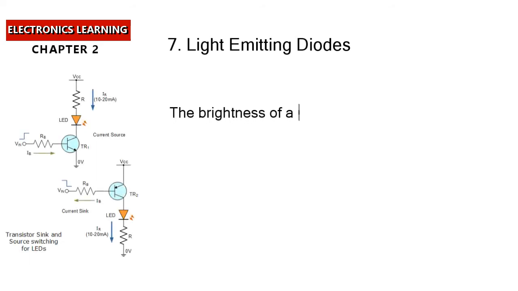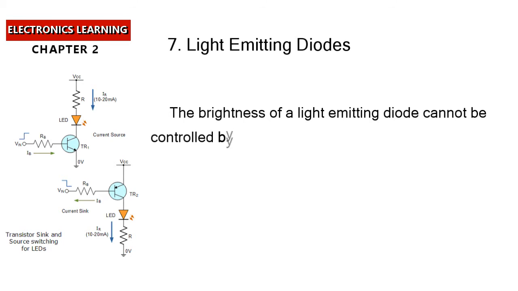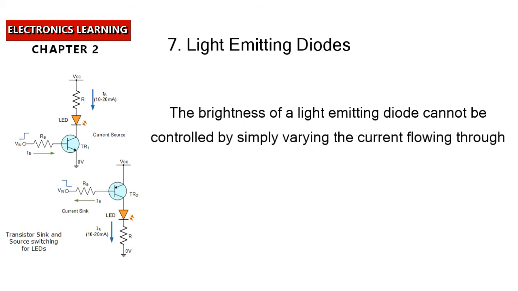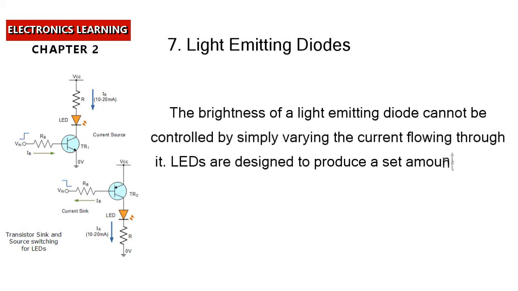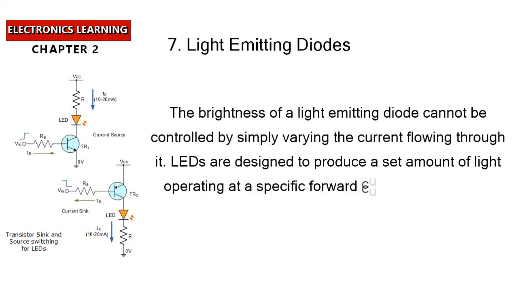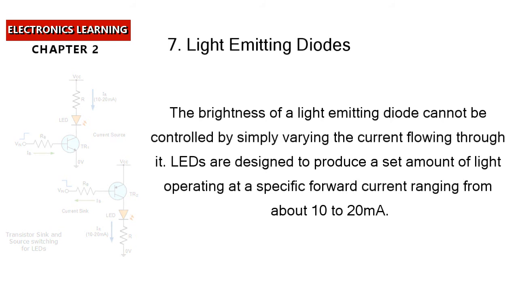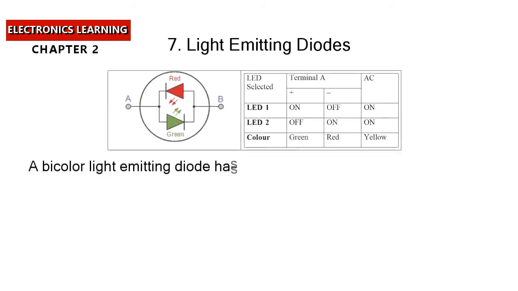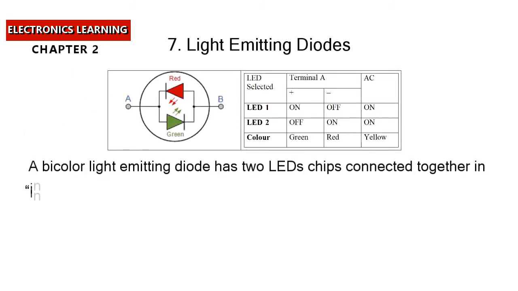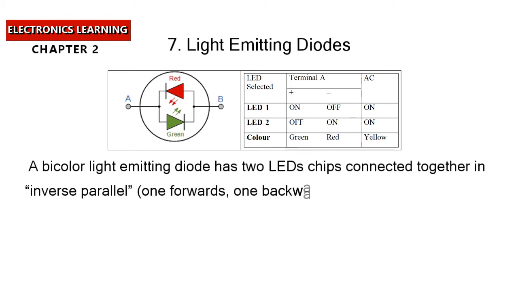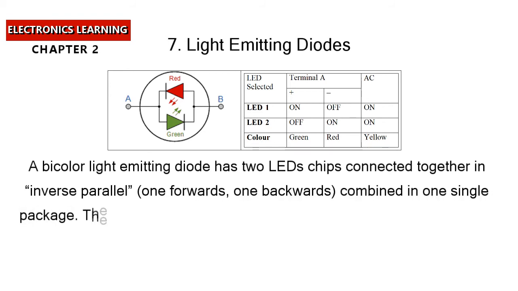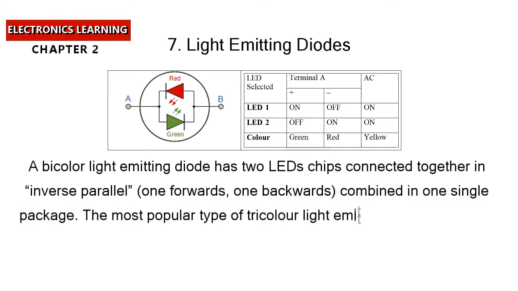The brightness of a light-emitting diode cannot be controlled by simply varying the current flowing through it. LEDs are designed to produce a set amount of light operating at a specific forward current ranging from about 10 to 20 mA. A bicolor light-emitting diode has two LED chips connected together in inverse parallel, one forwards, one backwards, combined in one single package.